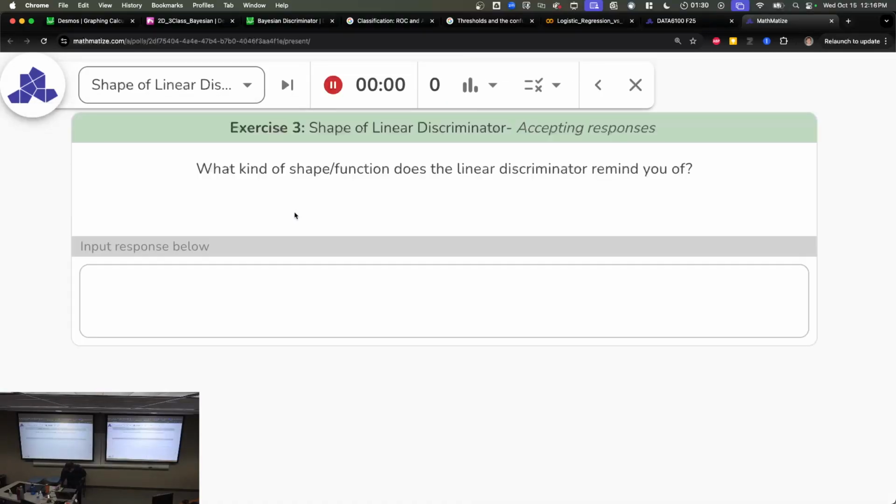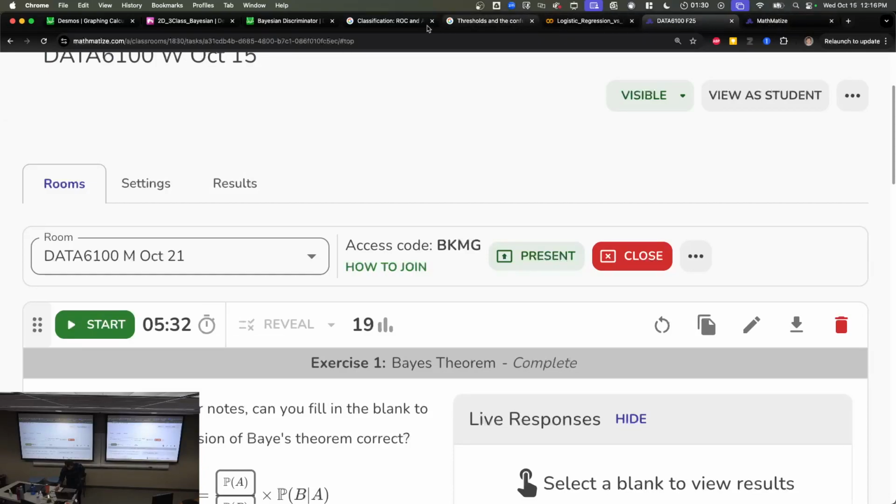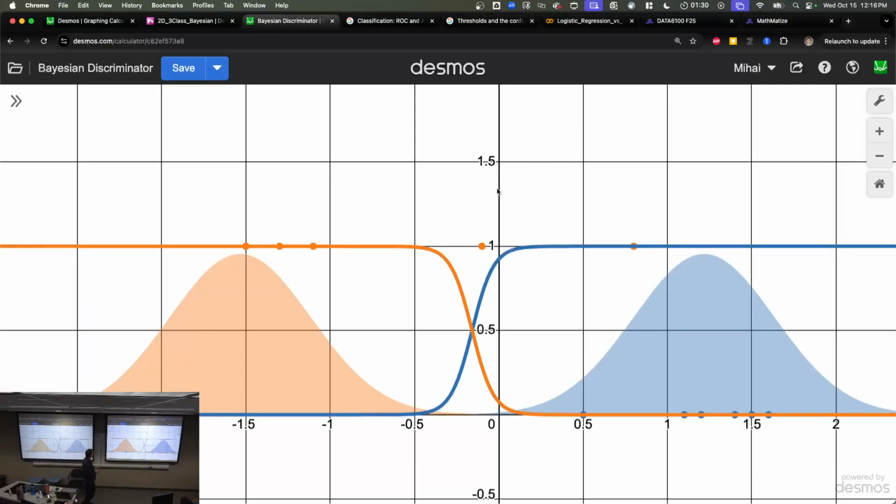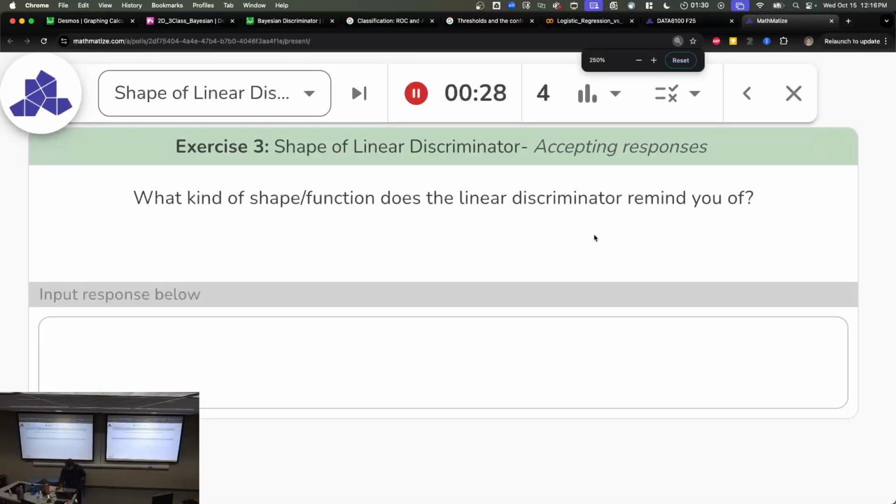Shape of the linear discriminator. What kind of shape or function does the linear discriminator remind you of? And the linear discriminator is exactly this funny curve. Where did it go? Here it is. Say this blue curve. That's the discriminator, and people call it a linear discriminator for a reason we don't know yet. It's the discriminator. What happens when you use Gaussian things for both? Okay. What does it remind you of? What does it look like? That's the mathematized question on the table.